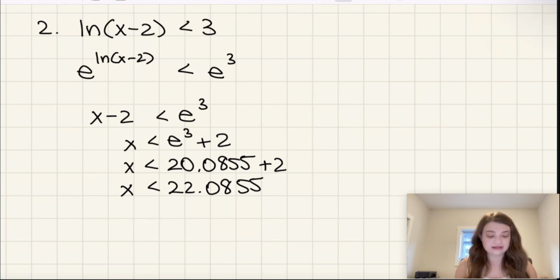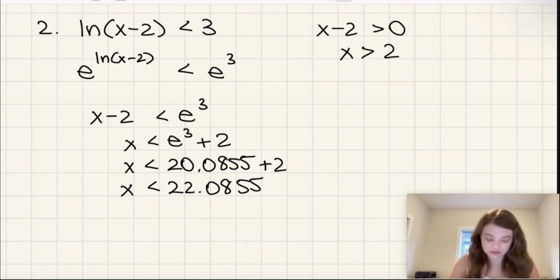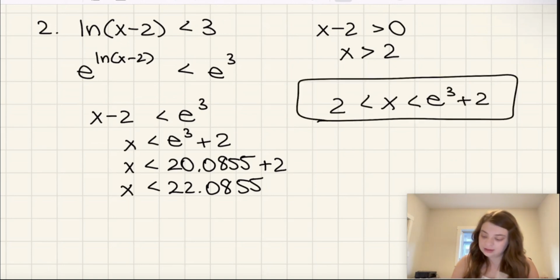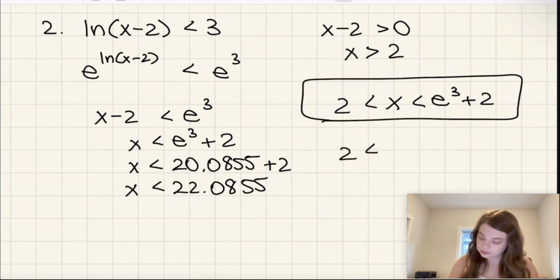The other thing is that ln cannot take a negative value or 0. So that means that x minus 2 must be greater than 0, which means x must be greater than 2. Therefore, the final solution is that x must be between 2 and e cubed plus 2 if we are to use exact form. If they want a decimal approximation, though, then we would write that it must be between 2 and approximately 22.0855.